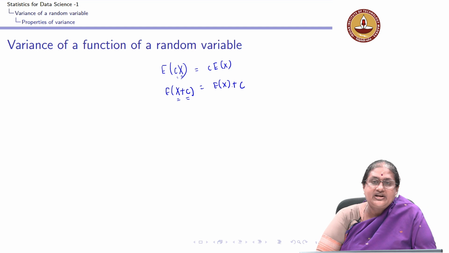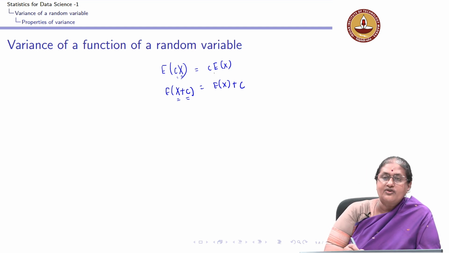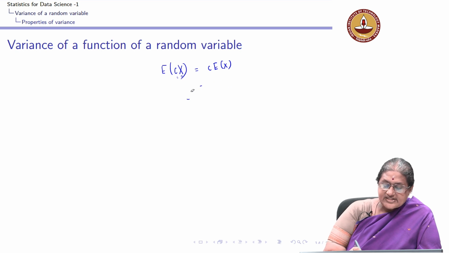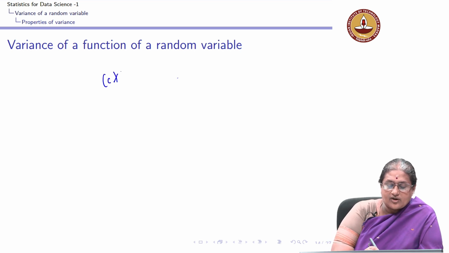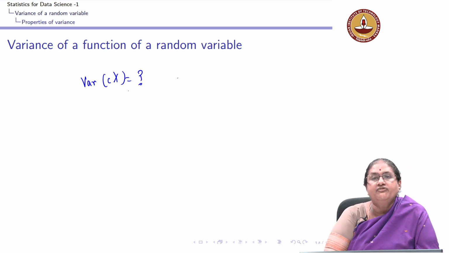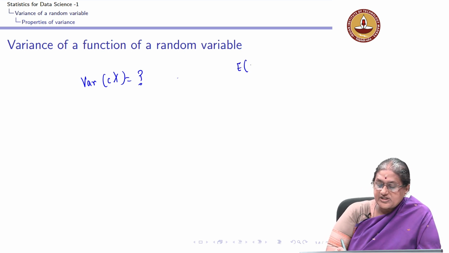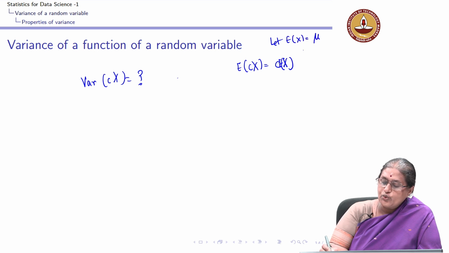Now let's continue with the same exercise for the variance of a random variable. Suppose I have X as a random variable and I am multiplying X with a constant c. I want to know what is the variance of cX. Recall, the expectation of cX is c times the expectation of X. Let the expectation of X be mu. So this is c times mu.